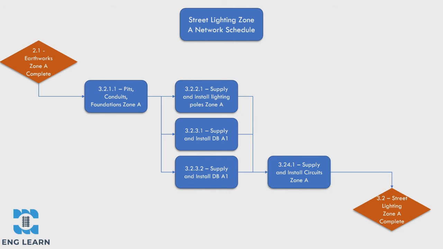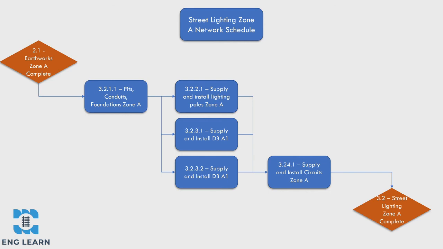Before any of this begins, we need the earthworks within Zone A to be complete. There's not much point installing conduits until the shrubbery is removed and the ground level is at the correct heights. At this point, we can begin our street lighting civil works. Obviously, the foundations have to be in before we can stand the street lighting poles and install the distribution boards. However, the distribution boards and poles can be done at the same time. Hence, there is no relationship between these two activities.